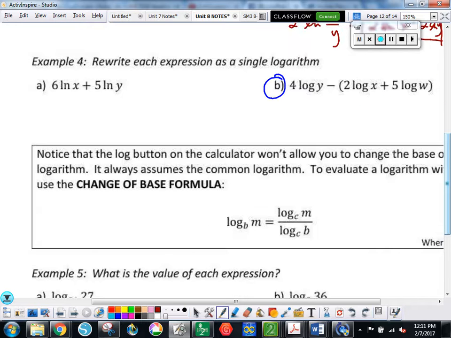This time I'm taking something that's expanded and bringing it back in. So I always start by taking the exponents and moving those. So I move this up, make that y to the 4th, move that up, make that x squared, and then w to the 5th. So where do you suppose we'll start this one?